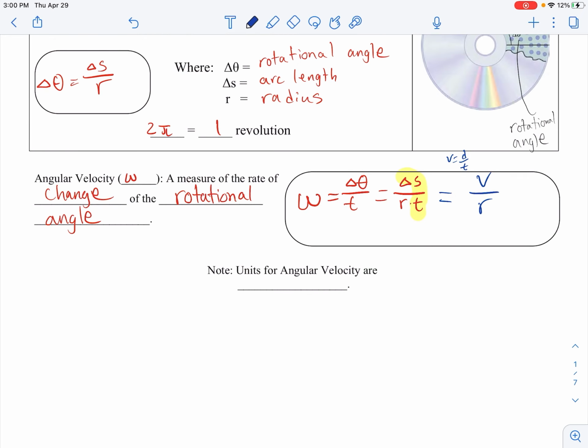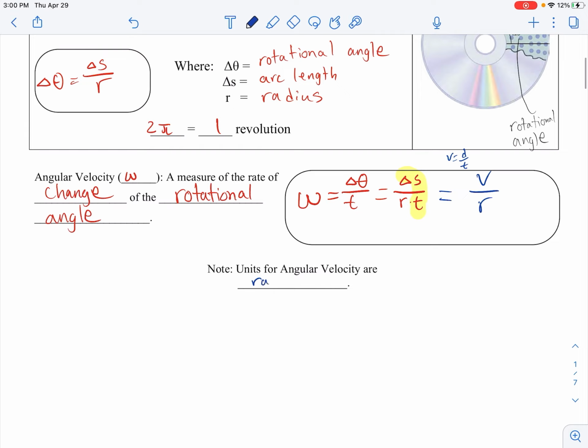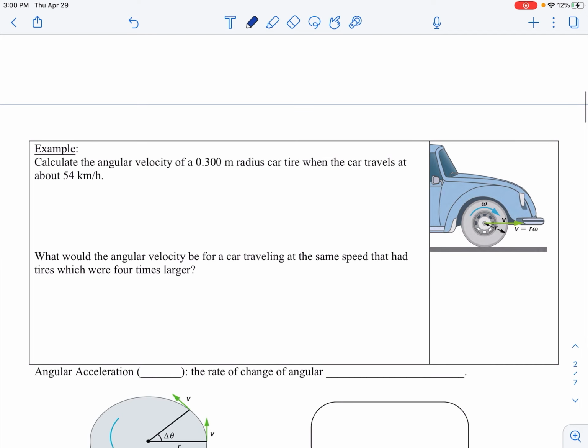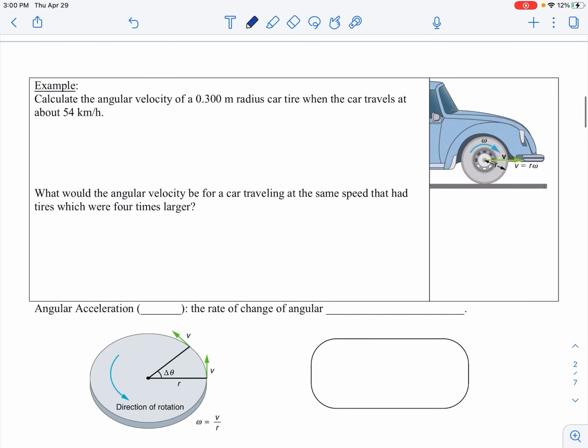Now note, when we're talking about linear kinematics, when we're talking about velocity, we use meters per second. In this case, we define our distance in radians. So our angular velocity would be rads, or radians per second.